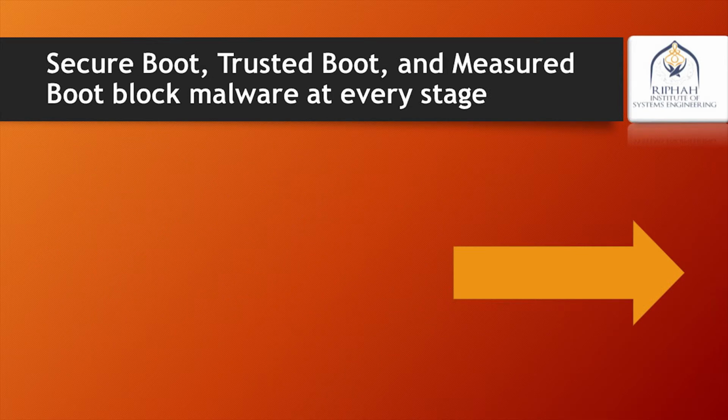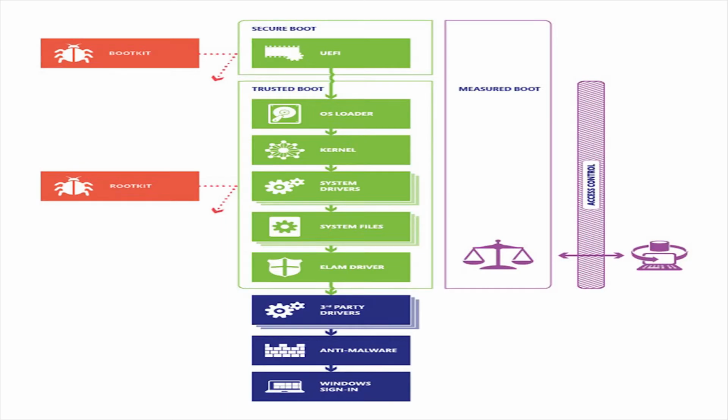Secure Boot, Trusted Boot, and Measured Boot block malware at every stage, as explained in the figure. Here you can see PCs with UEFI firmware and a Trusted Platform Module, TPM, can be configured to load only trusted operating system bootloaders. Secondly, Windows checks the integrity of every component of the startup process before loading it. If your Windows hasn't enabled Secure Boot, the rootkit enters and grants access to the main control.